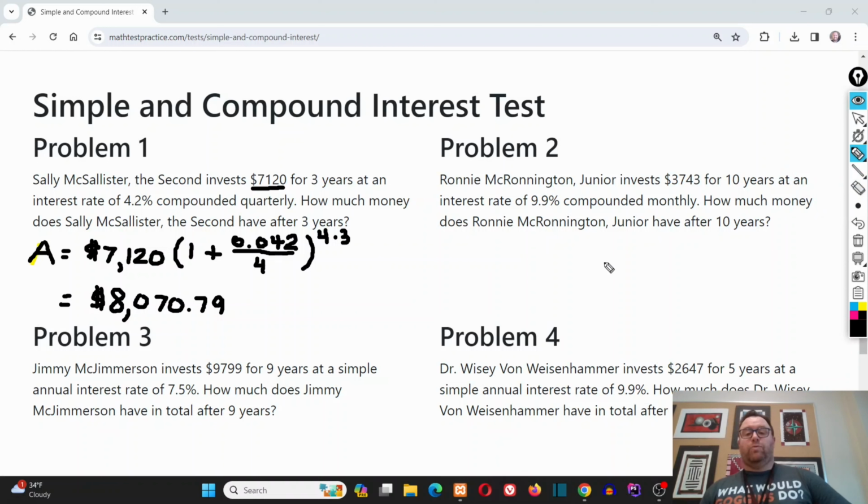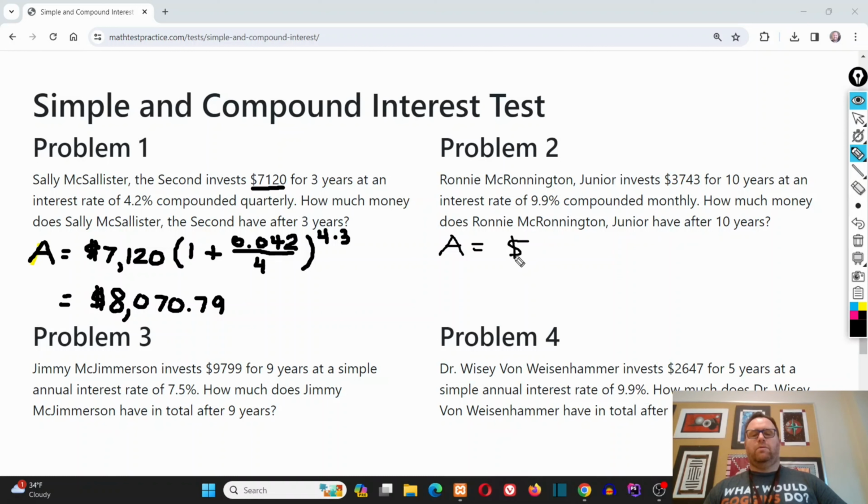Okay, so second problem. Ronnie McRunnington Jr. invests $3,743 for 10 years at an interest rate of 9.9% compounded monthly. That's a nice interest rate. How much money does Ronnie McRunnington Jr. have after 10 years? So again, we're going to say the amount here is going to be equal to the principal.